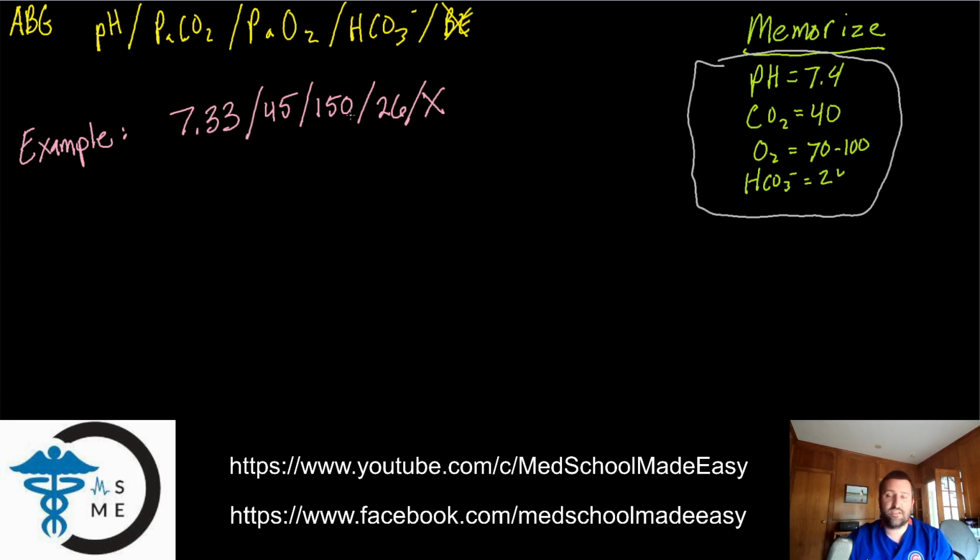All this tells me is that since it's greater than 100, this patient is most likely receiving supplemental oxygen and is breathing an FiO2 greater than 21%. We have a bicarbonate that is slightly elevated at 26. And like I said, base excess is not very important in the analysis of a blood gas. So let's go ahead and break down what we have going on.